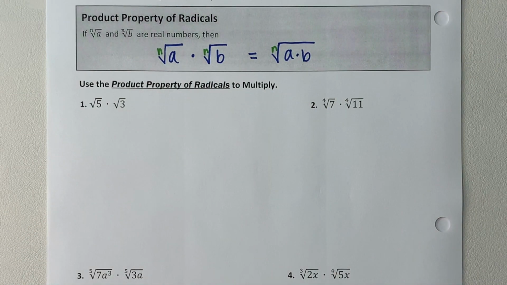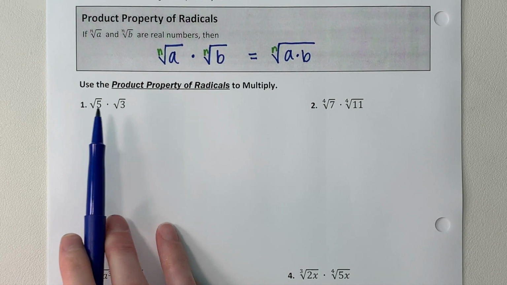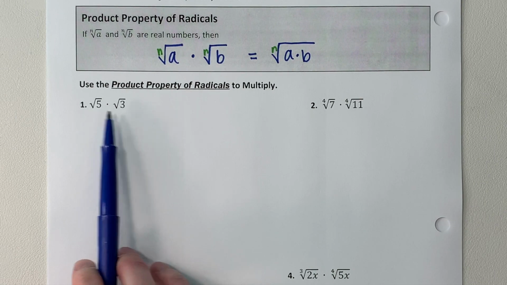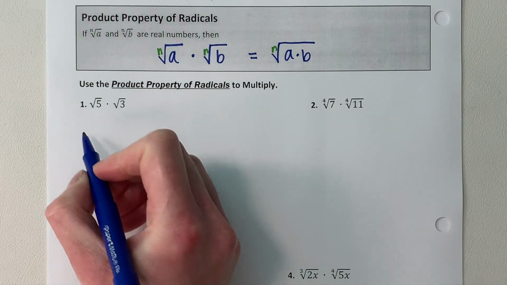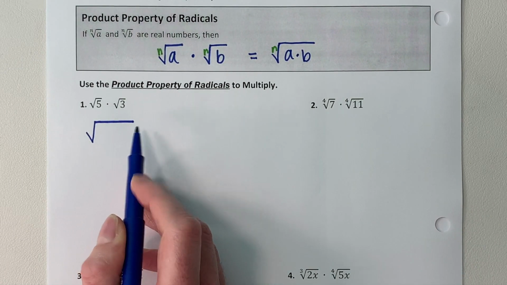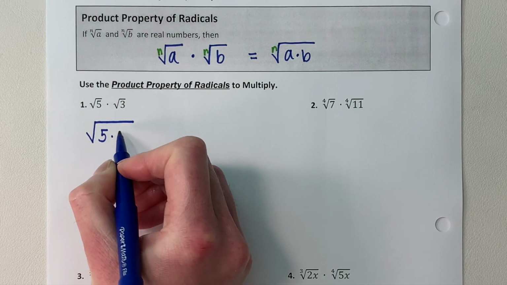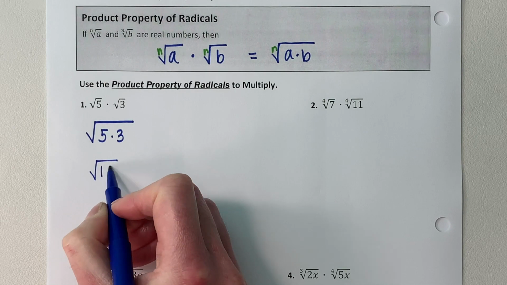Let's look at some examples. In order to use the product property of radicals, the radicals that you're multiplying must have the same index. Since these are both square roots, they have the same index, so the product property of radicals says we can combine that multiplication underneath one square root symbol, which would give us the square root of 5 times 3, which simplifies to the square root of 15.